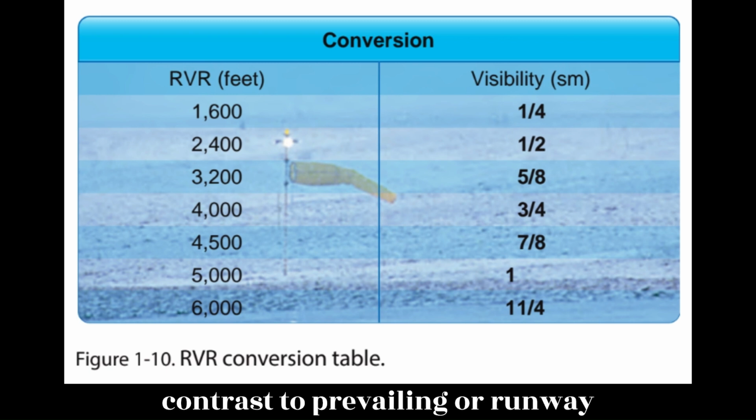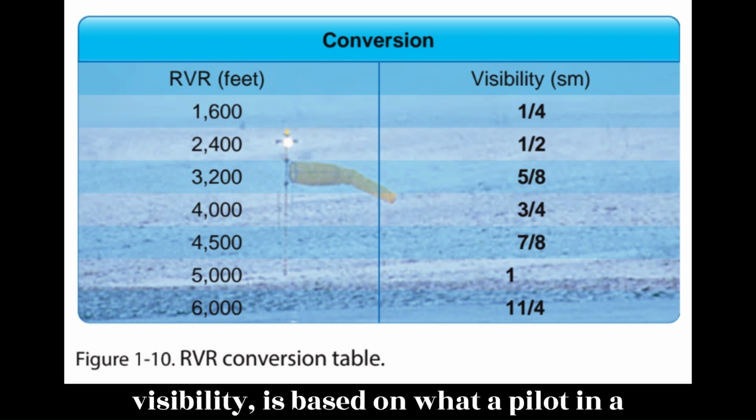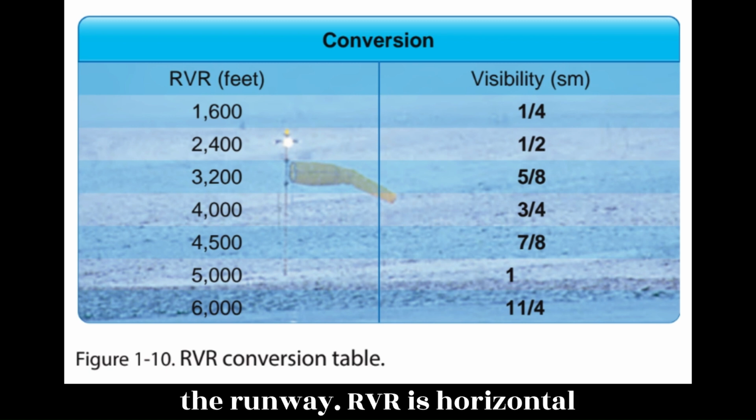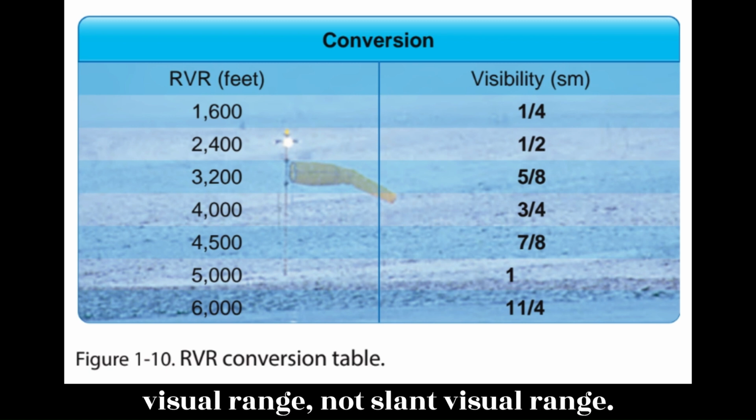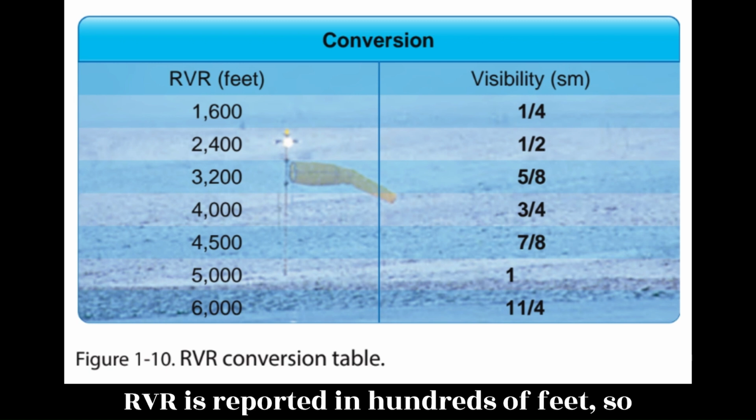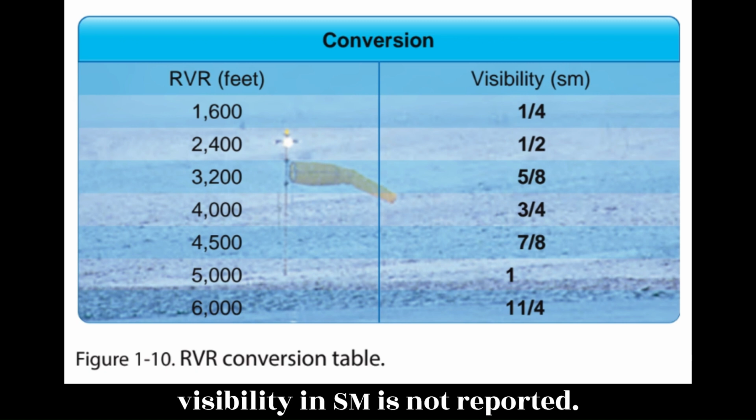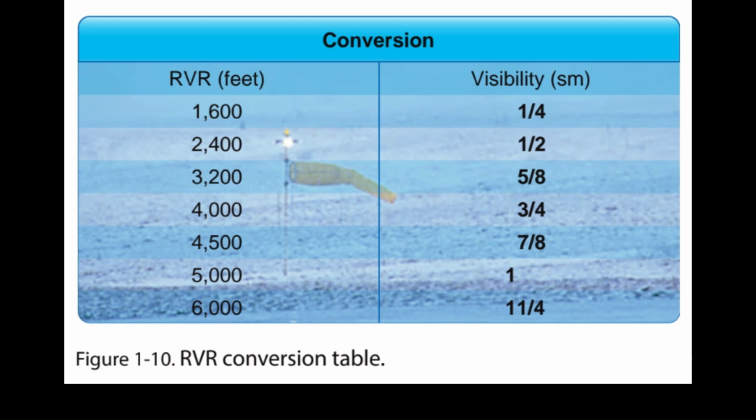RVR, in contrast to prevailing or runway visibility, is based on what a pilot in a moving aircraft should see looking down the runway. RVR is horizontal visual range, not slant visual range. RVR is reported in hundreds of feet, so the values must be converted to SM if the visibility in SM is not reported. Figure 1.10.